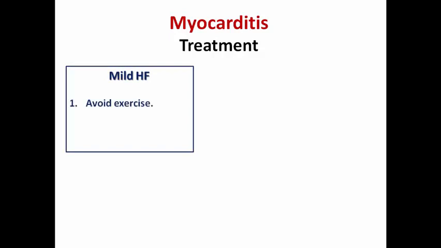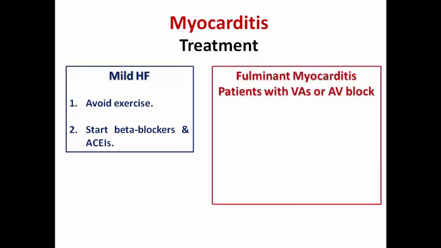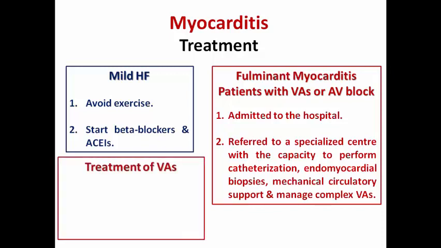For example, those with mild heart failure should avoid exercise and start beta blockers and ACE inhibitors. Those with fulminant myocarditis or those with ventricular arrhythmias or AV block should be admitted, and it is better to refer them to a specialized center with the capacity to perform catheterization, endomyocardial biopsies, mechanical circulatory support, and managing complex ventricular arrhythmias.